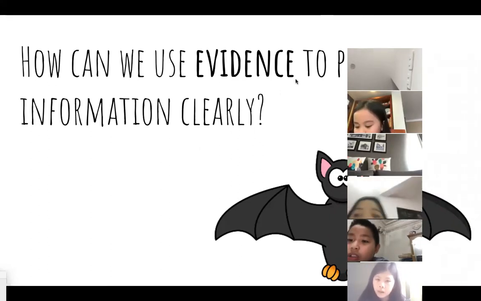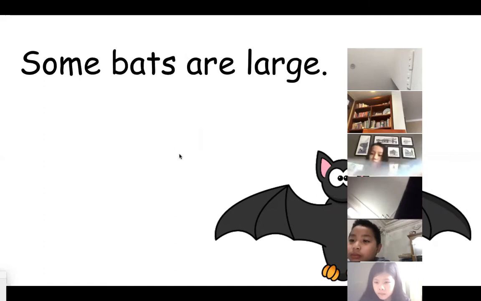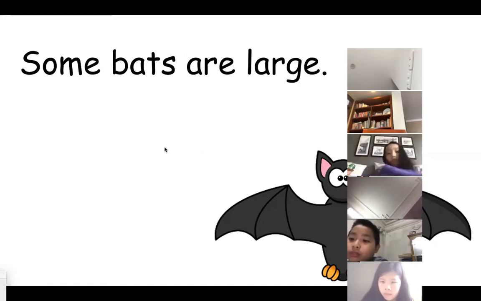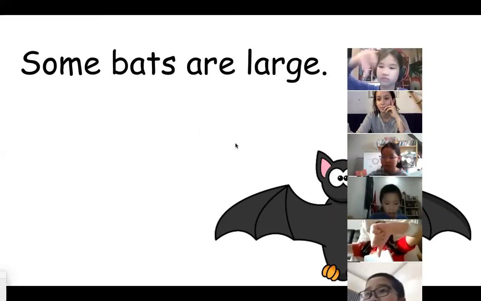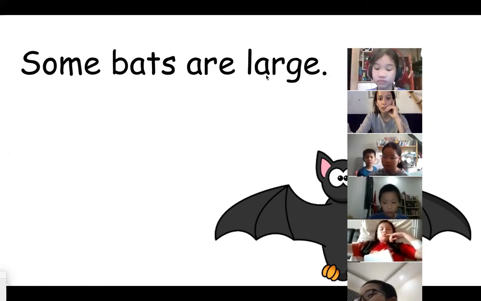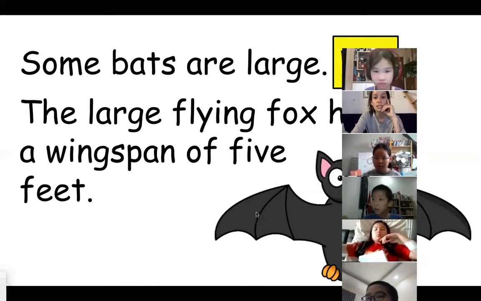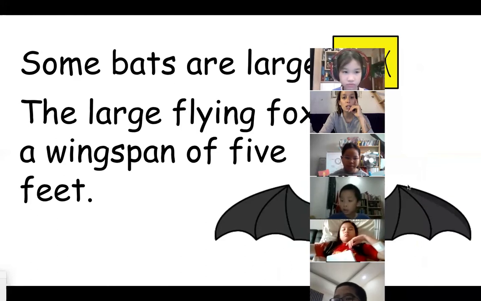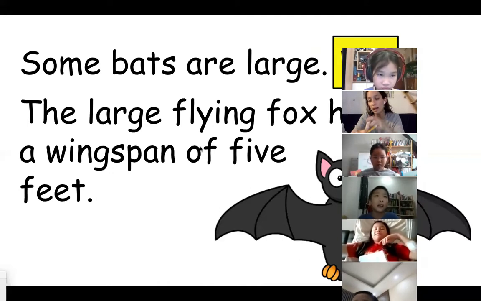So how can we use evidence to give information? Let's look at two different examples. Some bats are large. Is this a very interesting sentence? Boring sentence. So that's a weak sentence. A way we can give evidence in a more interesting and clear way is to give more details. An example is, the large flying fox has a wingspan of 5 feet. So here we're telling which bats are large and the part of them that is large, their wingspan.